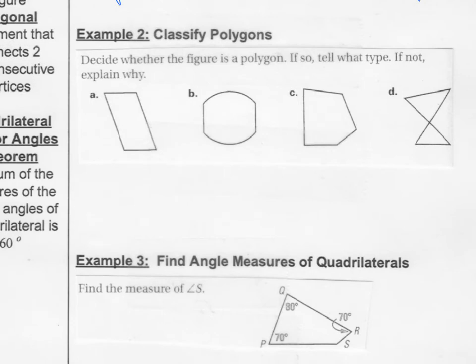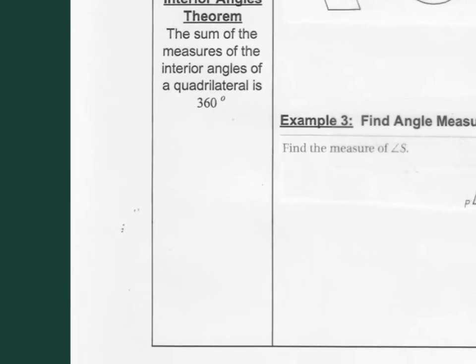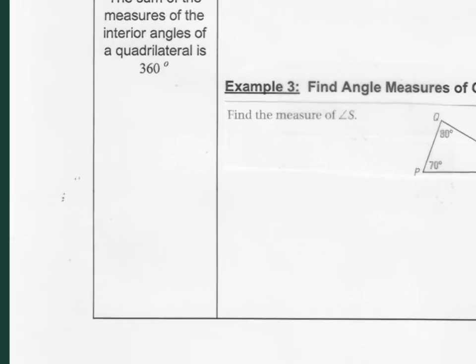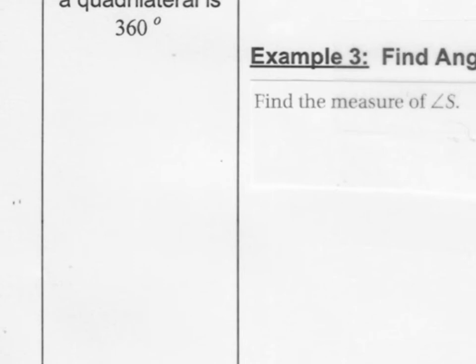Okay, example 2, we need to decide whether the figure is a polygon. If so, tell us what type of shape. Now, off to the side here, let's write in a few important things. So, types of polygons that we know. A 3-sided figure, you should already know that's a triangle. These are elementary things, but just so you have them here.